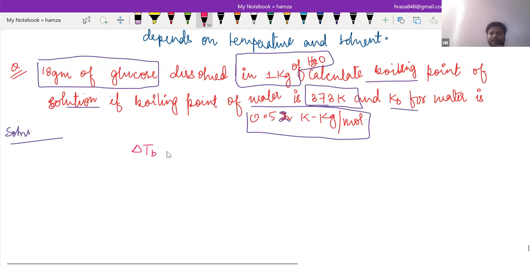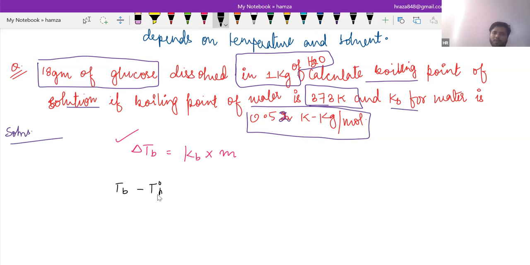So we have a formula: delta TB is equal to KB into m. And we also know that delta TB is equal to boiling point of solution minus boiling point of pure solvent, which will be equal to KB, which has the value 0.52. And we also know the formula for molality, that is number of moles of solute upon mass of solvent in kg.